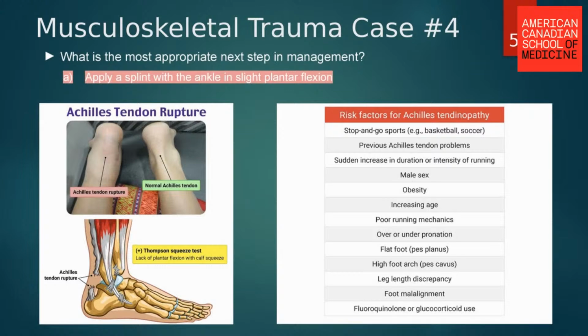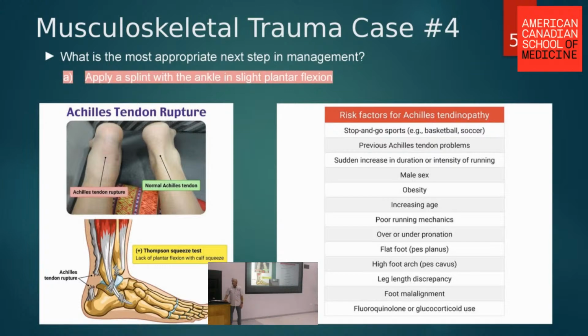Typical risk factors: stop and go, twisting, basketball, soccer, previous Achilles tendonitis. Males are more common, overweight, older age, the weekend warrior, we say, somebody who works at a desk job all week and then on weekends is out there playing, I don't know, recreational softball or soccer or something. And then obviously a history of recent fluoroquinolone use, steroids as well.